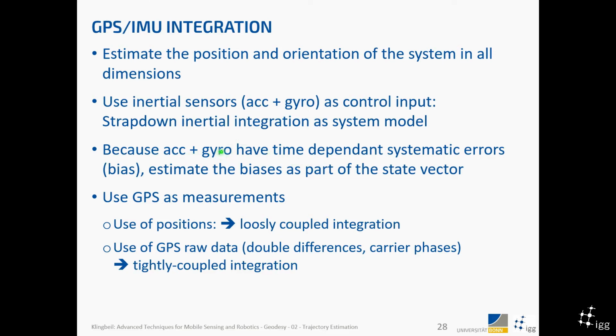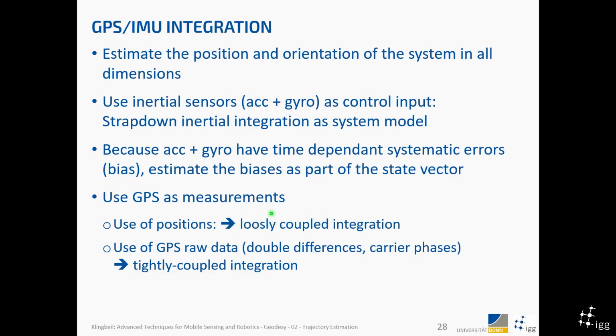Additionally, because accelerometers and gyroscopes have time-dependent systematic errors, for example, a bias, right? We estimate that bias as part of the state vector as well. And this is important because we've seen also that a wrong bias can quickly add up to wrong orientation, velocity, and position updates. And this is why we say, okay, we know that we have some sort of systematic error in those measurements. We then model them in the state vector, and we use GPS as measurements.